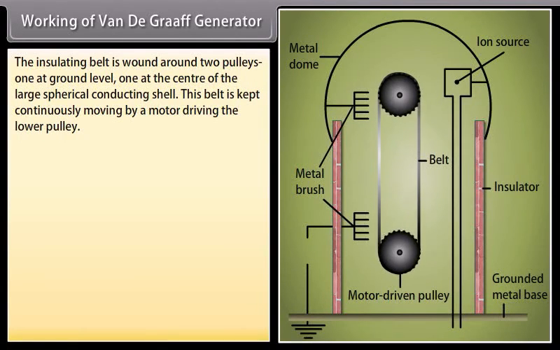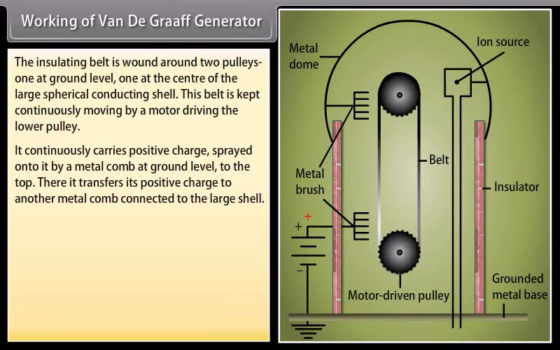Working of Van de Graaff generator. The insulating belt is wound around two pulleys, one at ground level, one at the center of the large spherical conducting shell. This belt is kept continuously moving by a motor driving the lower pulley. It continuously carries positive charge sprayed onto it by a metal comb at the ground level to the top.